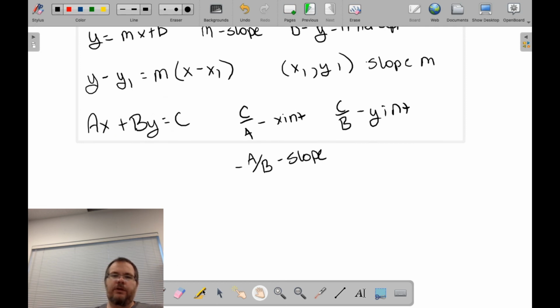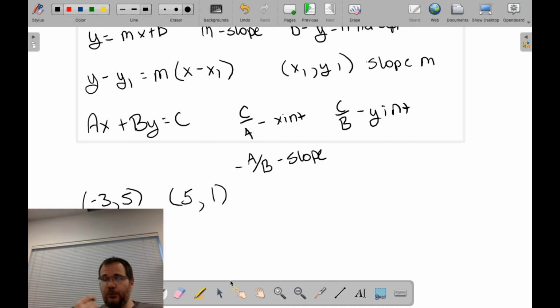Let's start with a situation where you're given 2 points and you need to find the equation of the line. So let's say our 2 points are negative 3, 5, and 5, 1. So the first thing you need to do to find the equation of the line between these 2 points, well, I guess you could graph the two and then use the graph to find the y-intercept and the slope, but we're going to go through this the algebra way.